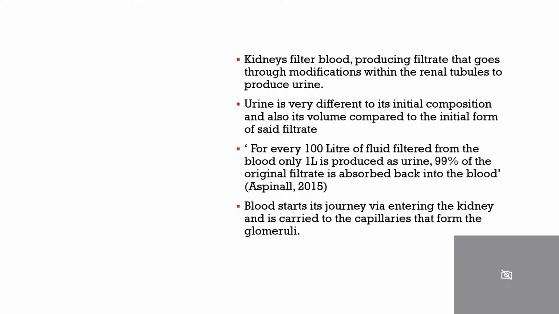Kidneys filter blood. They produce a filtrate that goes through modifications within the renal tubules to produce urine. Urine is very different to its initial composition, and so is its volume compared to that of the initial filtrate. For every 100 litres of fluid filtered from the blood, only 1 litre is produced as urine, and 99% of the original filtrate is absorbed back into the blood. Blood starts its journey by entering the kidney and is carried to the capillaries that form the glomeruli.